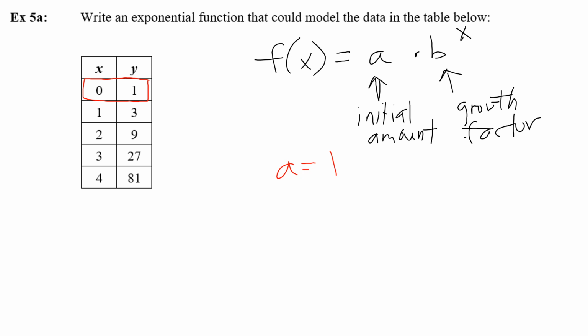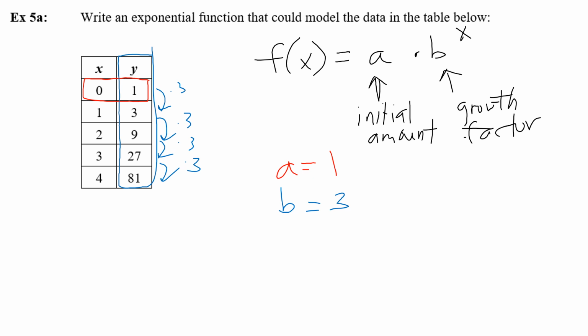The next thing we need to determine is our growth factor. So is it increasing or decreasing? For that, we're going to look at our output, our range, also known as our y values. We're going from 1 to 3 to 9 to 27 to 81. We're looking for it to multiply. So you've got to ask yourself, what would I need to multiply 1 by to get 3, 3 to get 9, 9 to get 27, 27 to get 81, and you'll figure out that you're multiplying by 3 each time. So our growth factor is multiplying by 3.